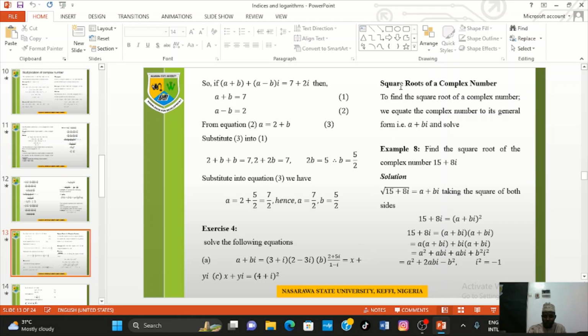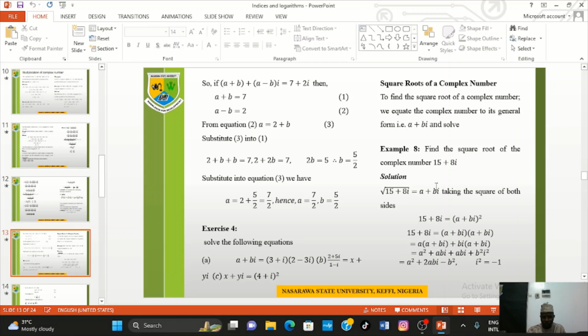Now, square root of a complex number. To find the square root of a complex number, we equate the complex number to its original form, that is a plus bi, and solve. Now, example: find the square root of the complex number 15 plus 8i. So it means you take the square root of 15 plus 8i, equate it to what? The original form, which is a plus bi.